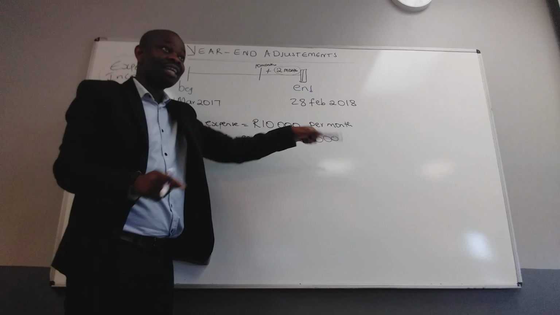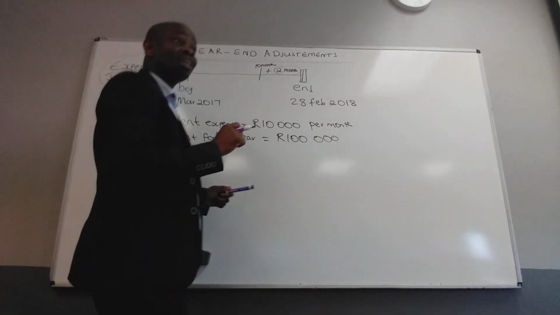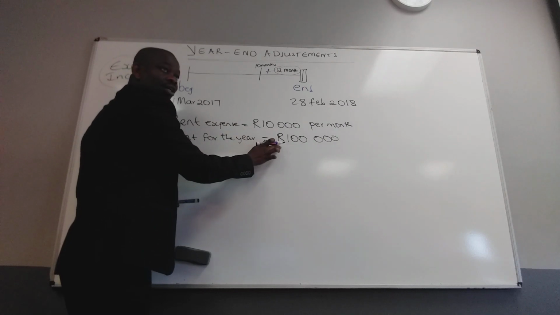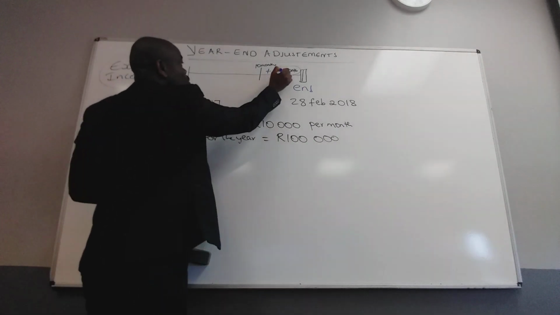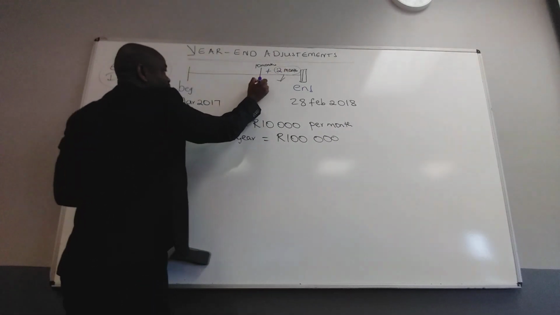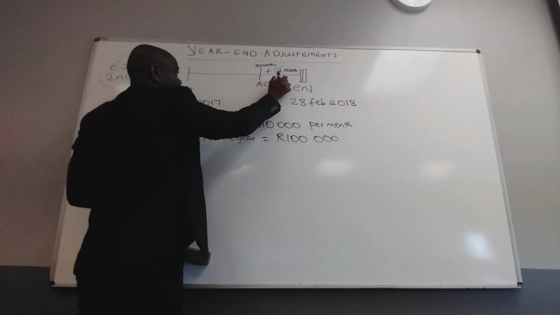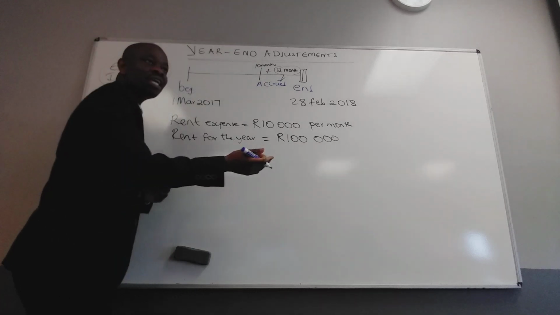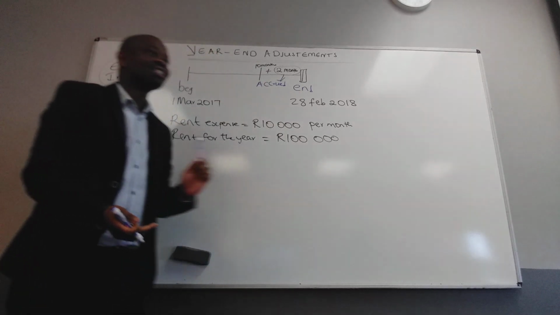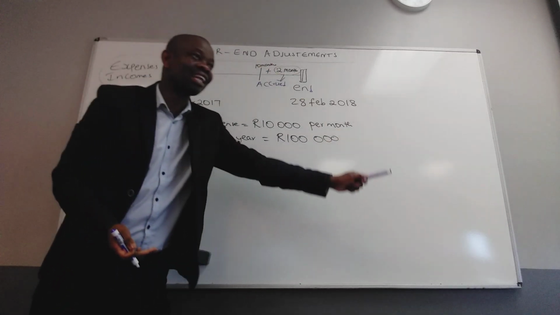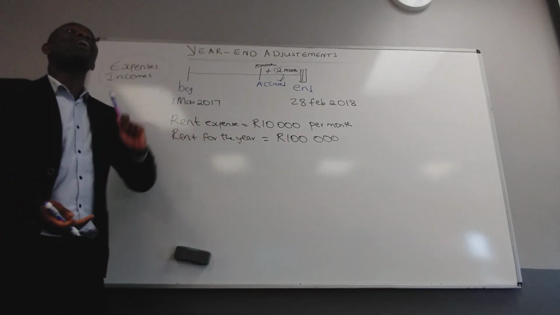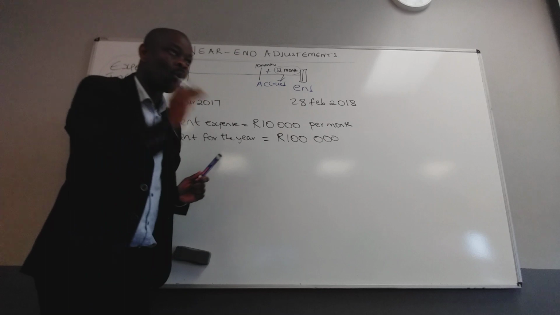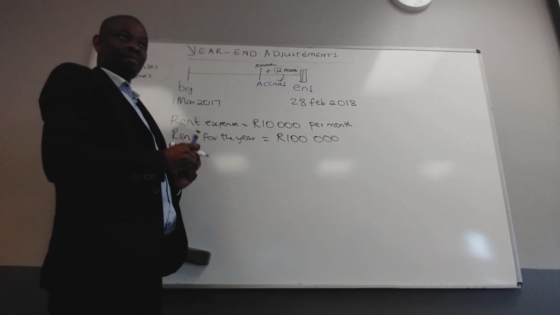Can you see now? If we were dealing with cash accounting, I was supposed to only record what? 10 months, which is how much? 100,000. So this means that these 2 months are accrued, meaning still to be paid. Sometimes they say in arrears, sometimes outstanding, sometimes due. It's one and the same thing.